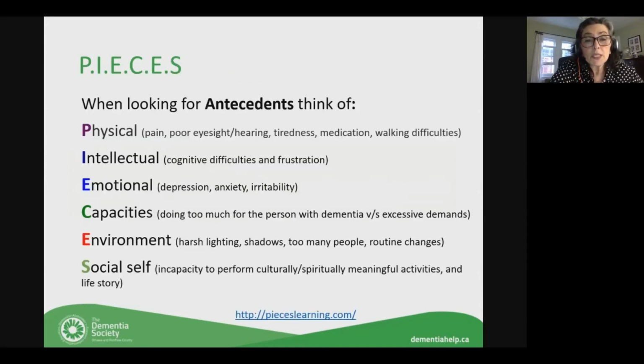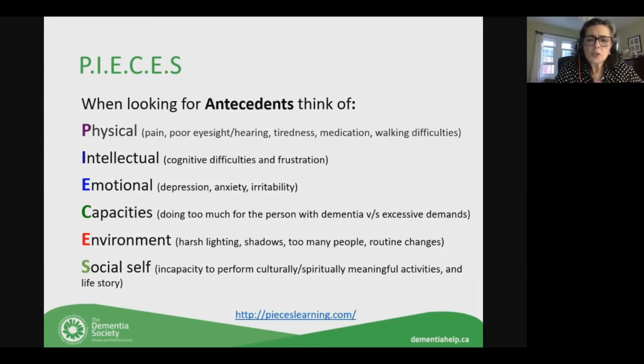We talked about using the PIECES approach when you're looking for the antecedents. The PIECES approach is an acronym. Physical: was it something physical? Did they not see something clearly or hear something properly? Are they very tired? Are they physically unwell and in pain? Is there medication that they're taking? So that could be one. Intellectual: is it that they are not understanding, or this task is beyond them and is creating a lot of frustration, or they are simply unable to engage?